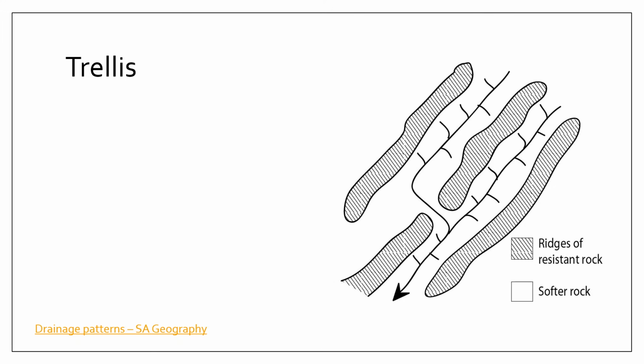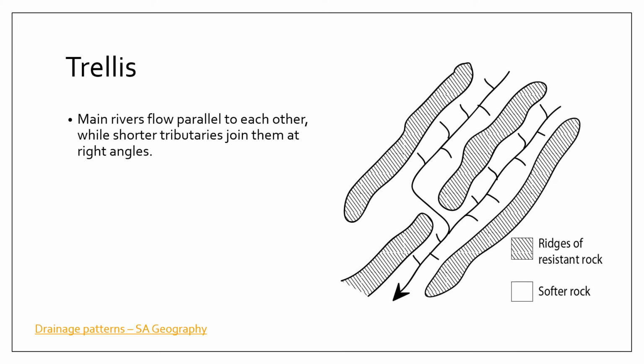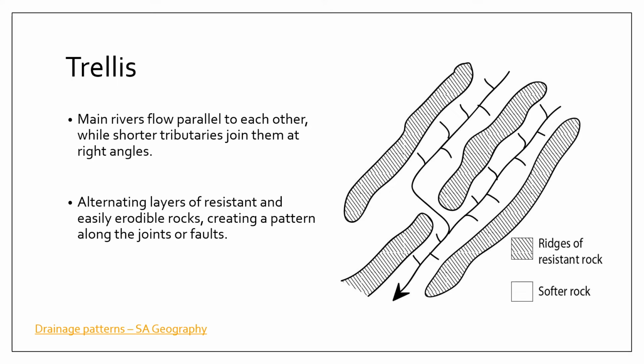The next one is what we call a trellis, where main rivers flow parallel to each other while shorter tributaries join them at right angles. You can see that here. Basically, if you've got alternating layers of resistant and easily erodible rocks, it creates this pattern along the joints or the faults. The water's flowing in between the lines of least resistance.